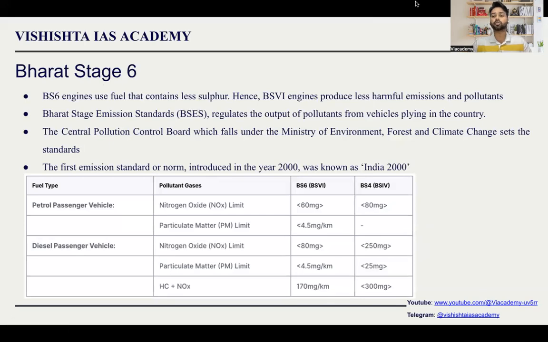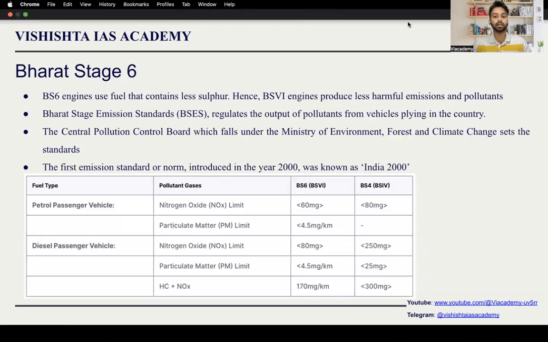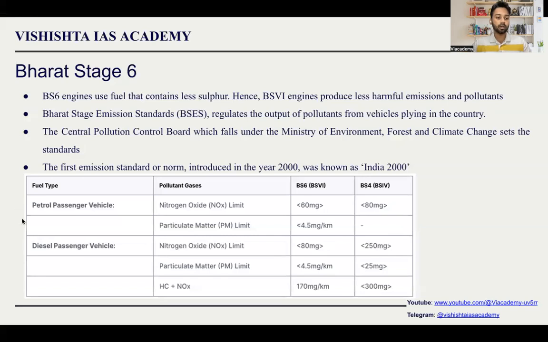Something which is extremely important for the prelims examination is Bharat Stage. Bharat Stage 6 is the emission norm which was given by the government recently. There were already 4 stages. Bharat Stage 1, 2, 3 and 4 were implemented in different time periods. Bharat Stage 5 was not implemented at all. Very important for your prelims. It directly went to Bharat Stage 6.